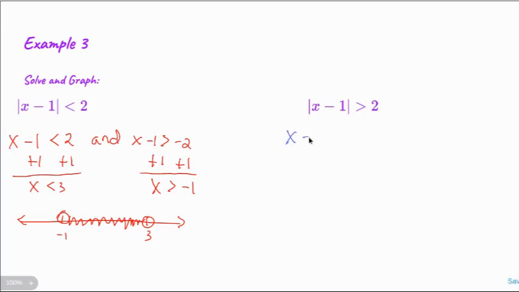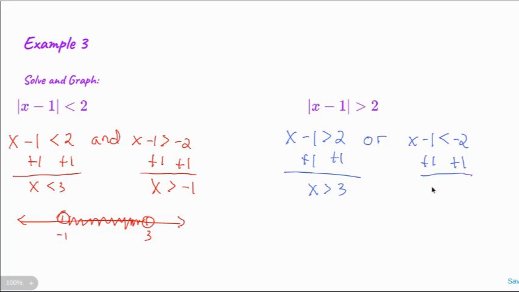This would be x minus 1 is greater than 2, or x minus 1 is less than negative 2. And then once again, we'll add 1. We got x is greater than 3, and we got x is less than negative 1.